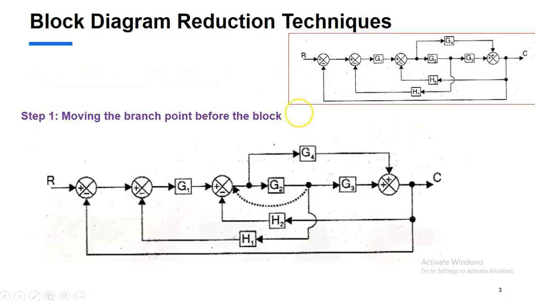Step 1. We are moving the branch point before the block. So here you see there is a branch point between G2 and G3. We are moving the branch point before the block. Whenever you move this branch point, this path will get affected. So what we have to do, moving the branch point before the block, in the sense we have to multiply with that particular gain.